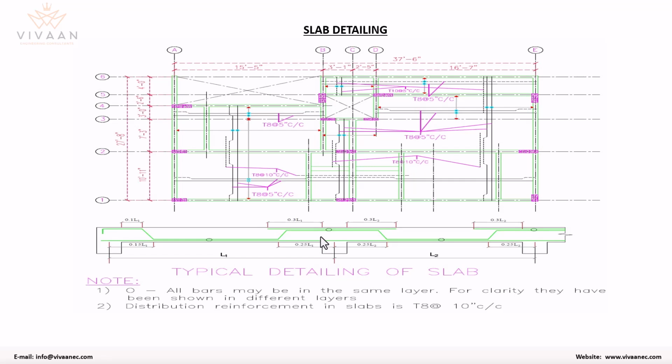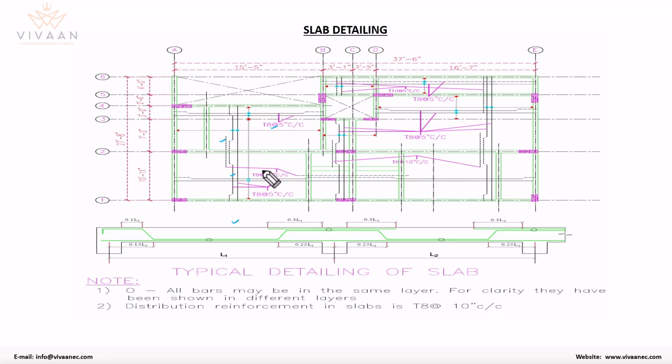Then we are going to see the slab detailing. It is going to give you the size of the bars you need to use, and what is the curtailment length. This is a typical detailing of the slab. Then again you can see that multiple combinations of bars are used. Here you could see 8 mm bars being used at 5 inch center to center, for the distribution reinforcement or the main reinforcement.